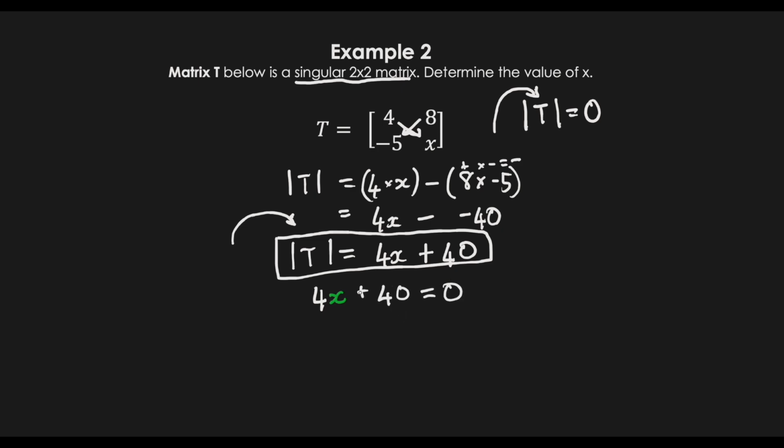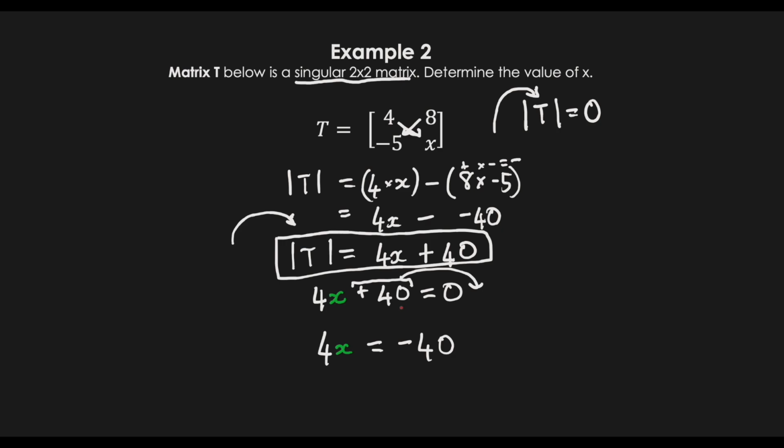Now think of it like this: if we want to get the x by itself, we have to get rid of this 40 first. So if we bring this 40 over, it would turn to minus 40. Okay, so we'll end up with this going over the equal sign. Because it's a plus 40, when it comes over here, it'll turn to minus 40. So then we'll have 4x is equal to negative 40.